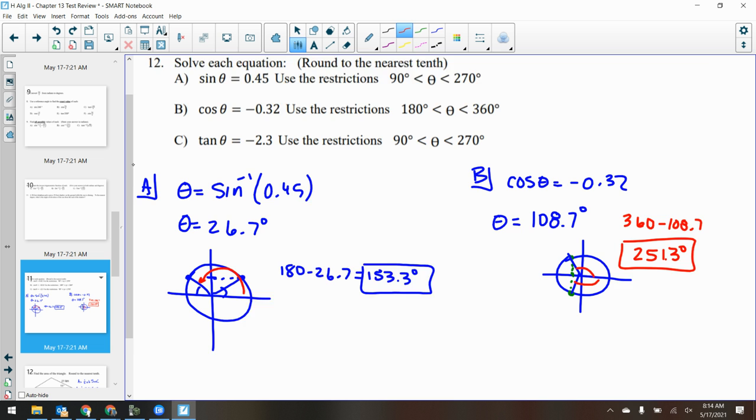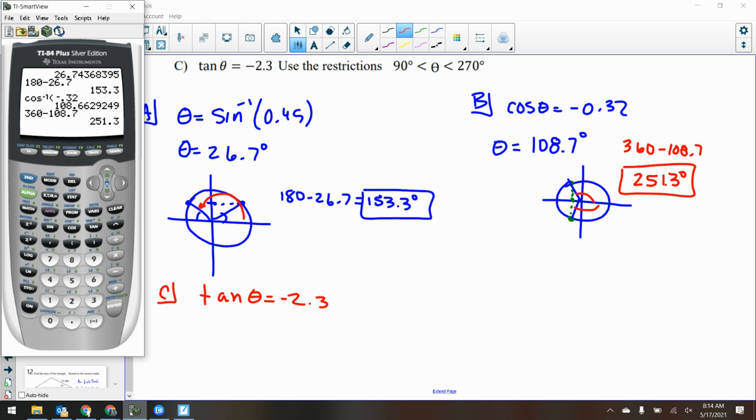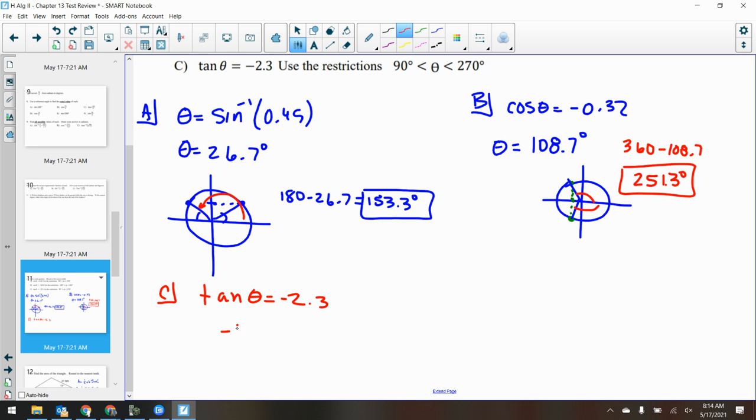And then the last one here for tangent. Tangent theta is equal to negative 2.3. All right, so that means theta is inverse tangent of negative 2.3. So negative 66.5 degrees. Does that fall within my restrictions? No. All right, well, let's draw out where negative 66.5 degrees is. Well, it's down here, right? That's my theta.